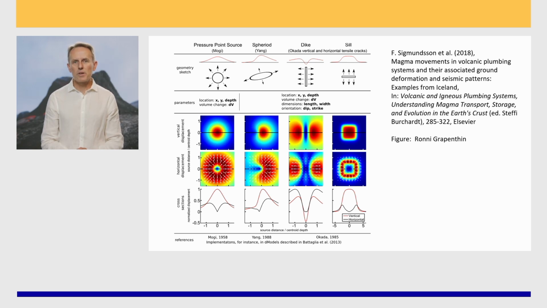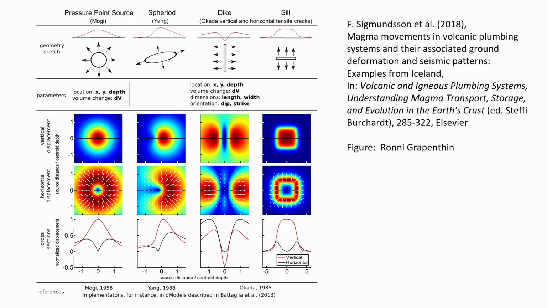This figure here, prepared by Ronnie Grabentine at University of Alaska, provides an overview. It is from a book chapter summarizing some of the lessons learned regarding volcano deformation sources in Iceland. The figure has illustrations of 4 magmatic source geometry approximations for commonly used models and their predicted surface ground deformation patterns shown with colors. Each of the 4 columns in this figure provides an overview of the ground surface deformation field produced by a particular source.